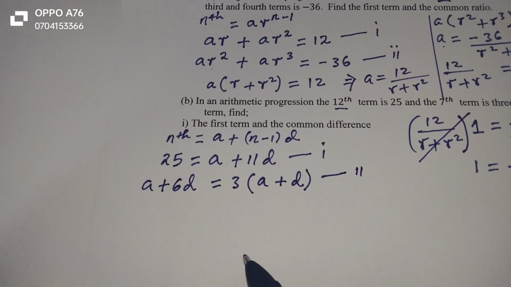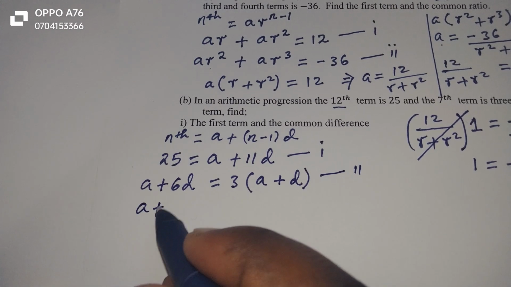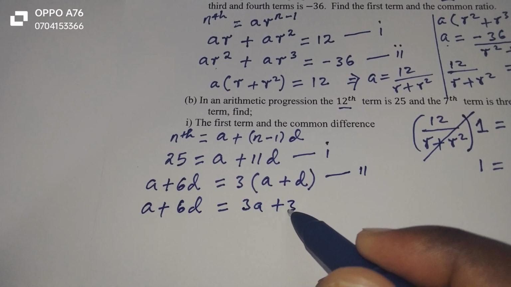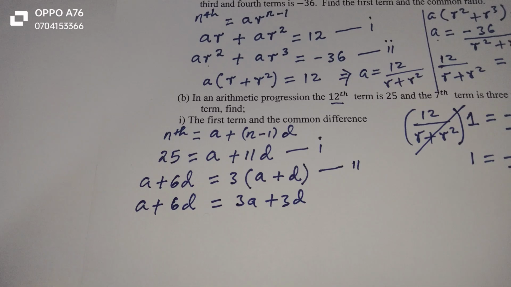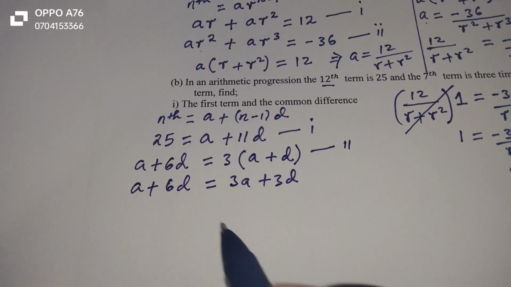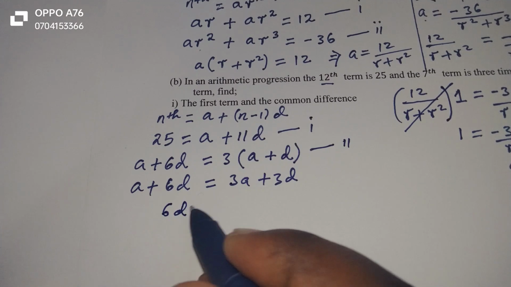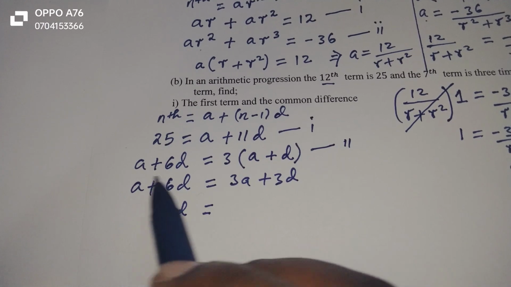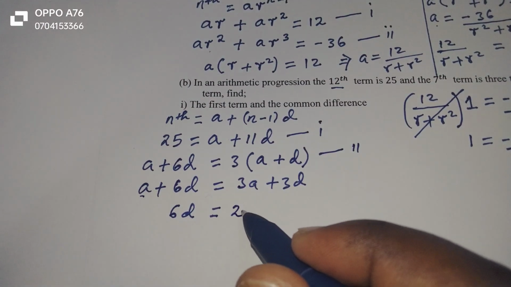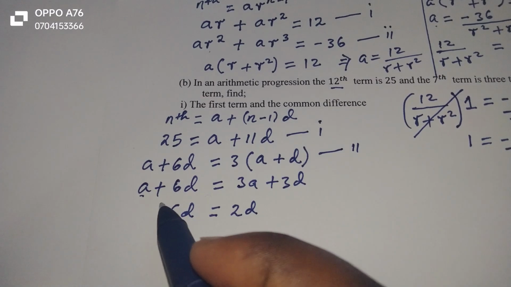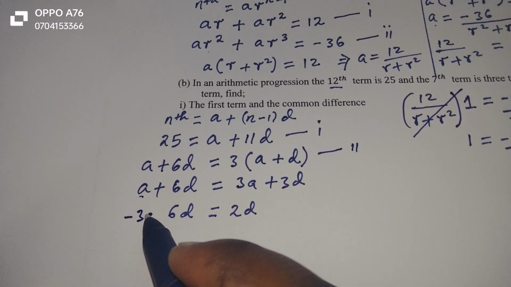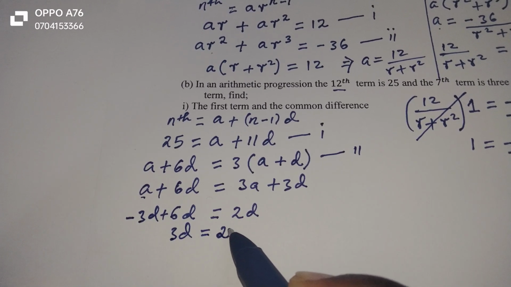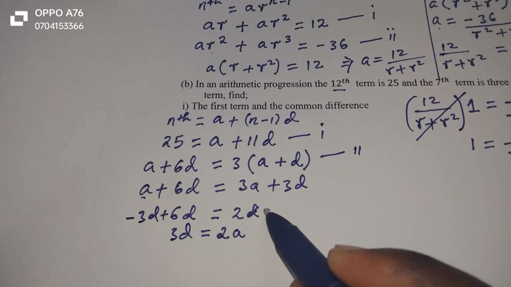And now we have to solve this. So we need A plus 6D equivalent to 3A plus 3D. Then we can group like terms together in the attempt of simplifying the second equation. We shall have 6D equals to, we can group like terms together. This is 3A and this is A. So this is 2A, but we have 3D on this side, so we can subtract 3D from this side to have 3D being equal to 2A. This is the value of A.